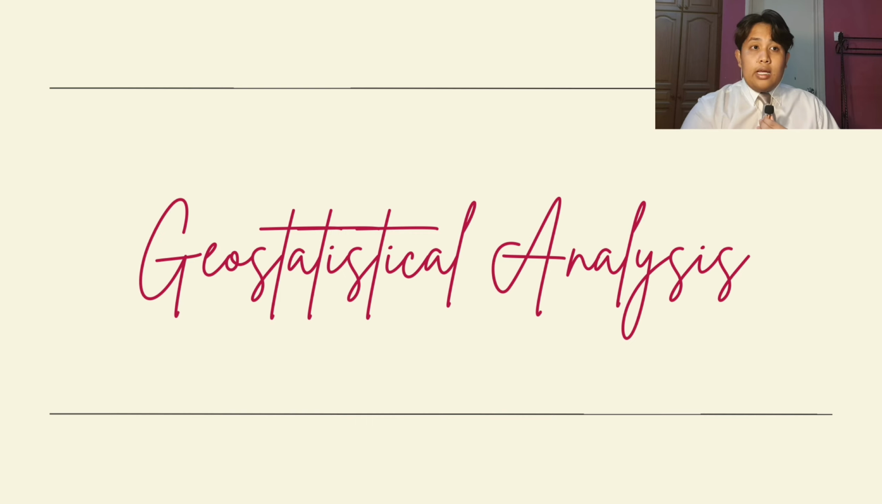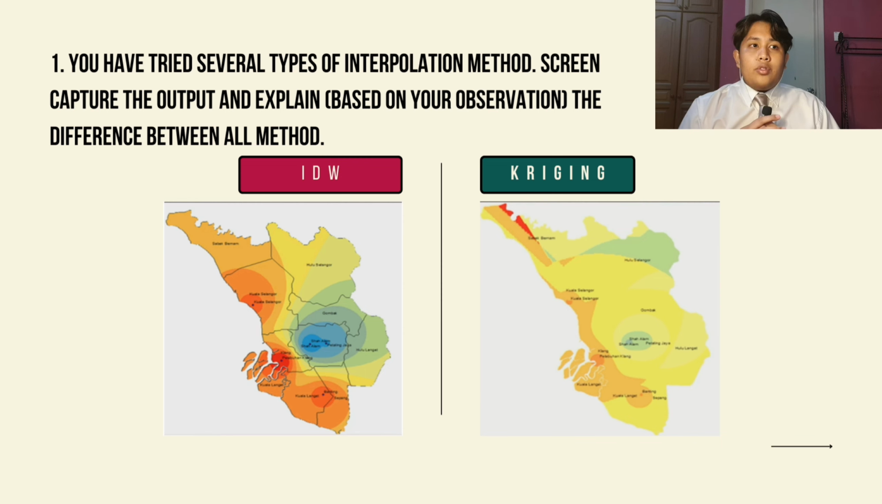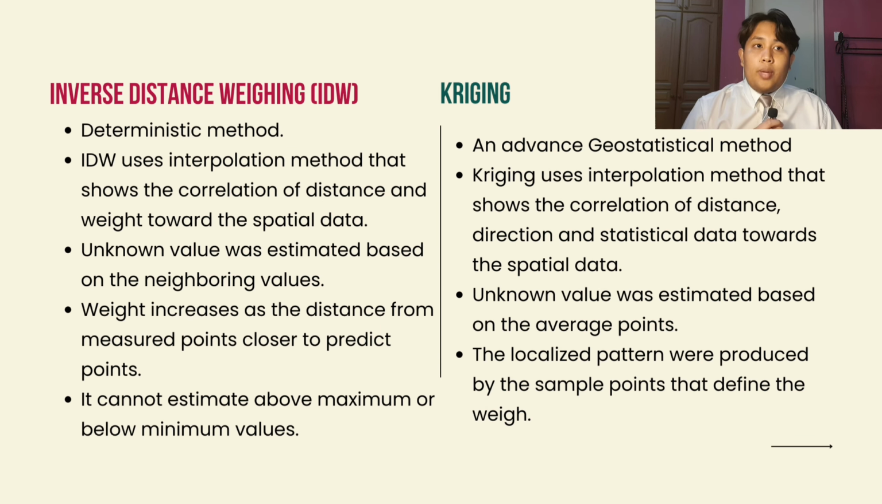For the geostatistical analysis, we only have two things. You have tried several types of interpolation method. Screen capture the output and explain based on your observation the difference between all methods. So the two methods are IDW and Kriging.